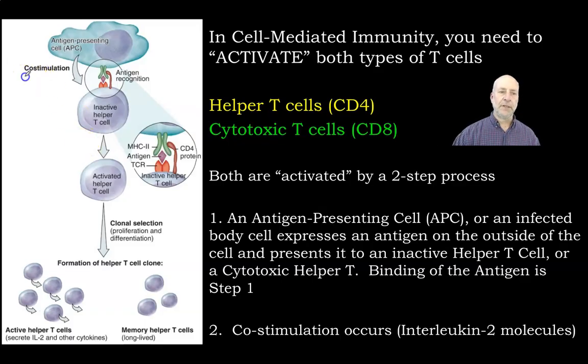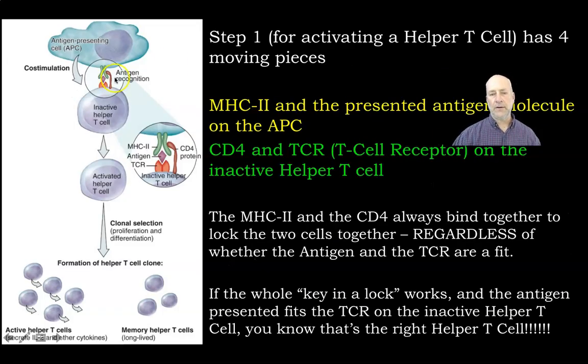Second step is really straightforward. It's called co-stimulation. Some factors, mostly interleukins. I am not going to hit you with this hard. Mostly interleukins are released in a way to activate the inactive helper T cell. And so antigen binding to the TCR plus co-stimulation equals activation.